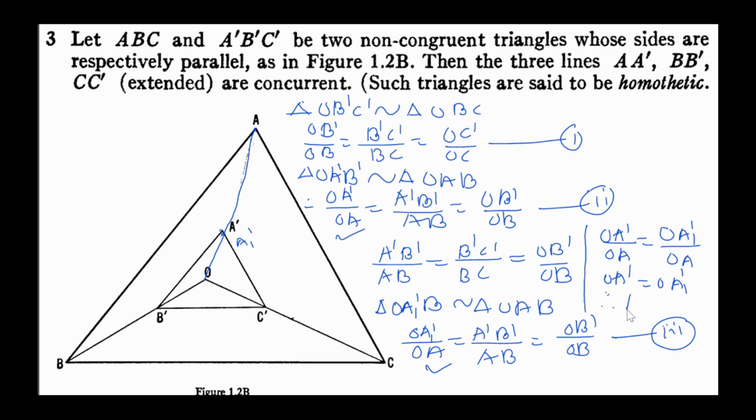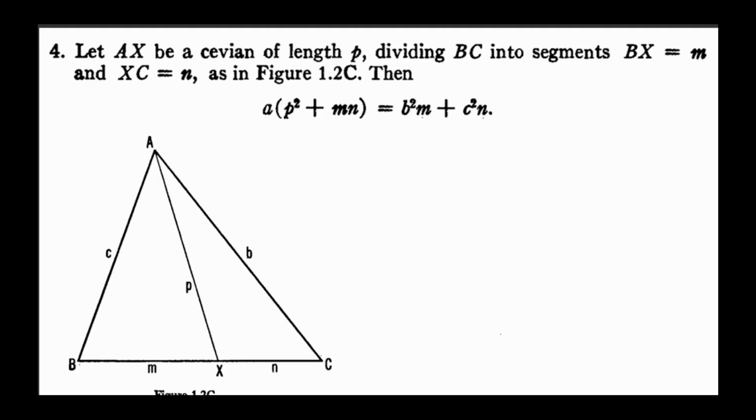Therefore, A' and A1' must coincide, because the lines A'A, B'B, and C'C are meeting in point O. Hence, they are concurrent. Hence, we will solve problem number 4.